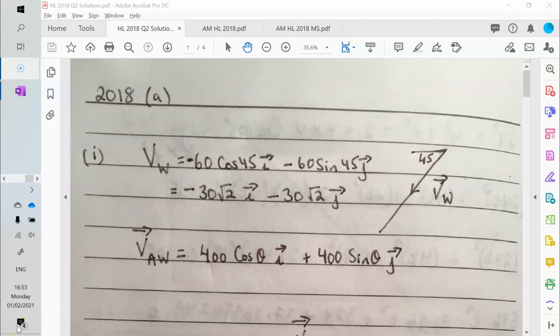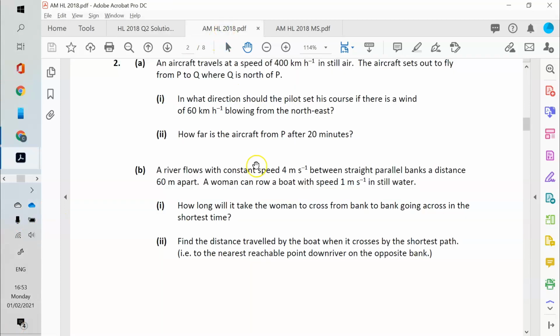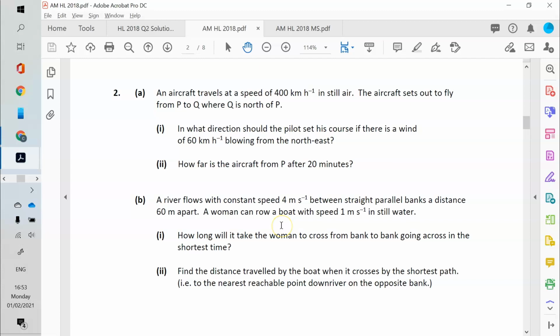I'm now going to go through the solution for the Applied Maths Higher Level 2018 question 2, the relative velocity question. So we look first of all at the question for part A.